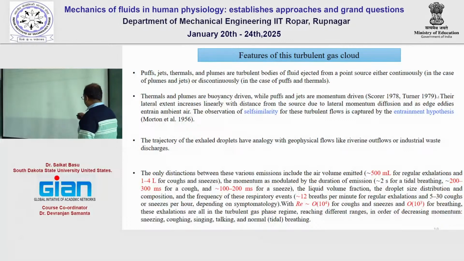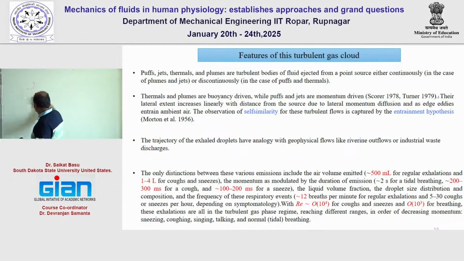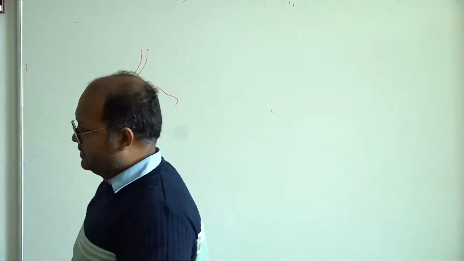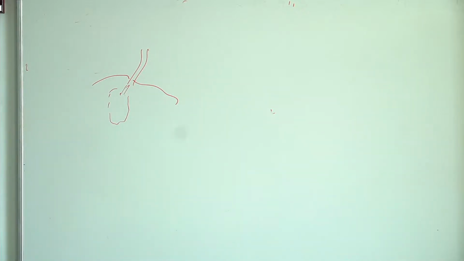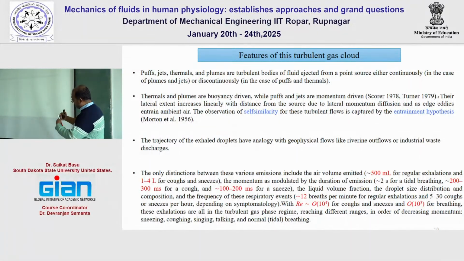Yeah, so then we said here the trajectory of the axial droplets has an analogy with geophysical flows, with river inflows. So let's say a river in the delta region is entering the ocean. The way it initially enters with a large velocity, but eventually it diffuses out. Or the industrial waste from, let's say, any oil refinery, when it dumps into the river, such a large volume initially comes in the form of a jet, and eventually it disperses out. So those features will be like these biological flows.